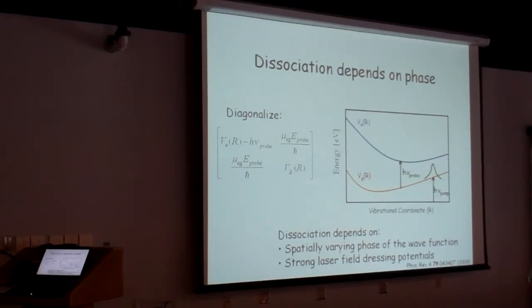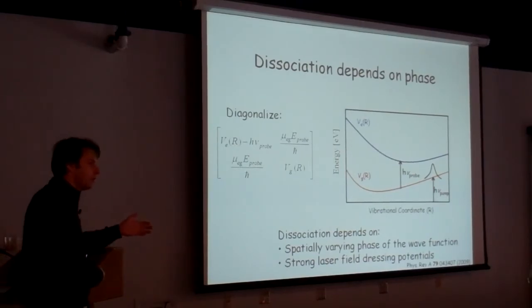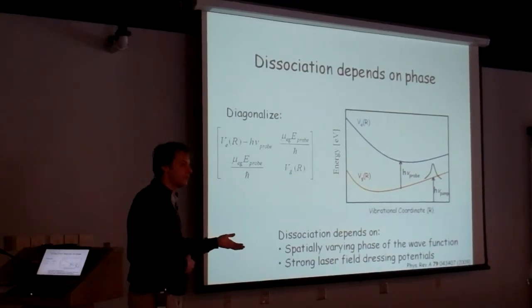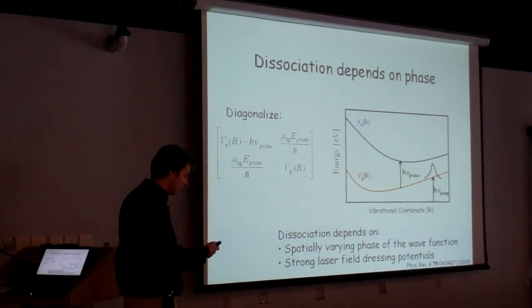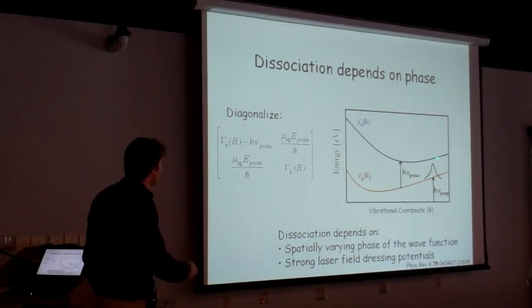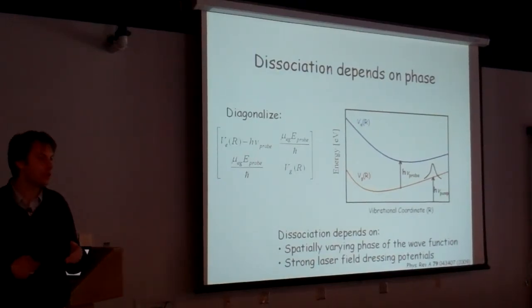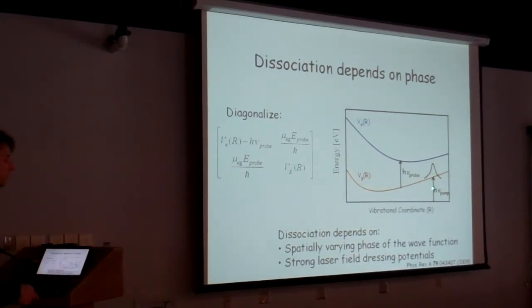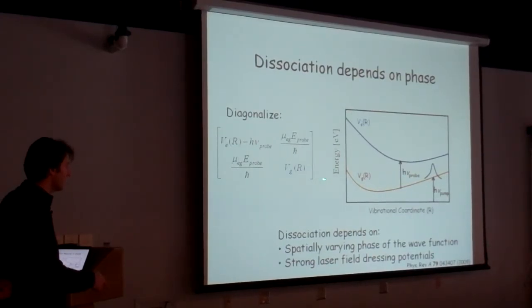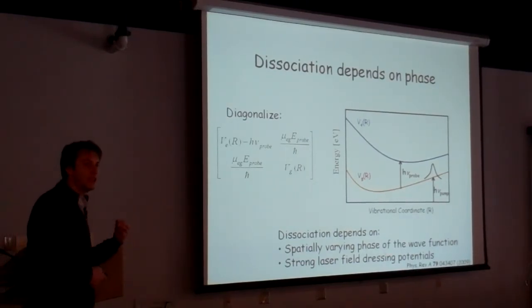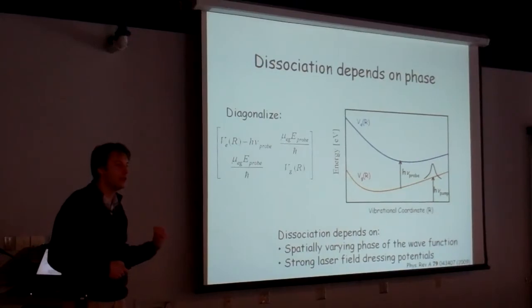So that tells you that if you're doing a strong field experiment, maybe you should really look at the dressed states. If you just take these Born-Oppenheimer potentials and calculate the evolution of the wave function, assuming there's a perturbative effect, it doesn't capture the dynamics. You have to consider that, as I talked about last time, the strong field of the laser changes the energies of these states, and it changes them in a position-dependent manner.